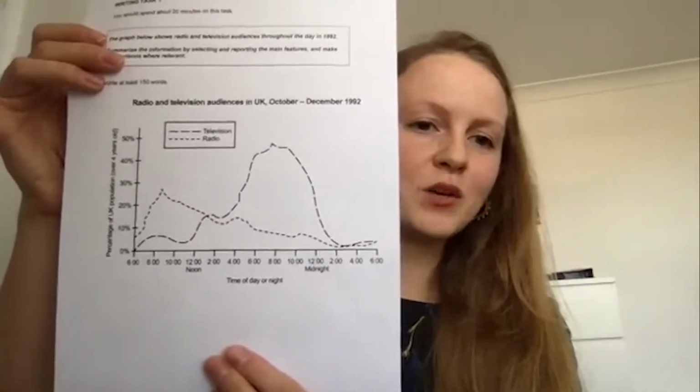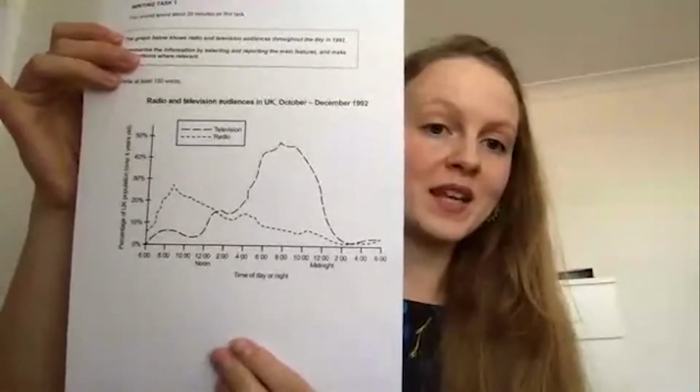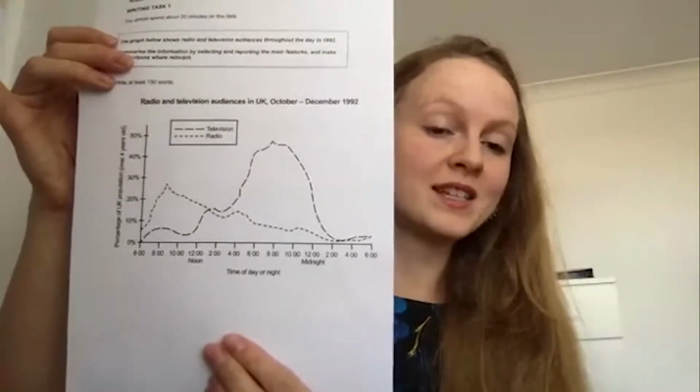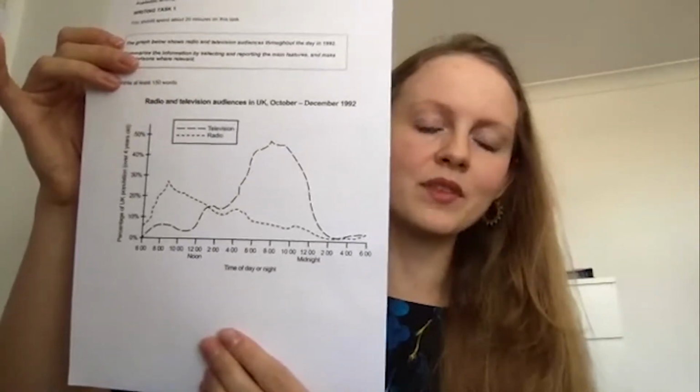The next thing, and so this is the 5th and the final point, is to make comparisons. Now, with this example, you can make some pretty good comparisons. So we've got radio peaks at around 27%, whereas television peaks at about 45%. Also, radio peaks at about 8 a.m. in the morning, whereas television is around 8 p.m.